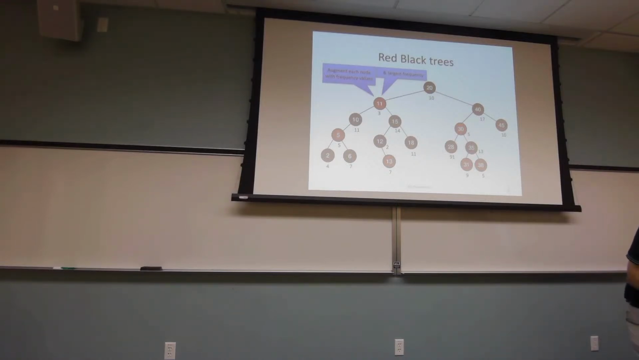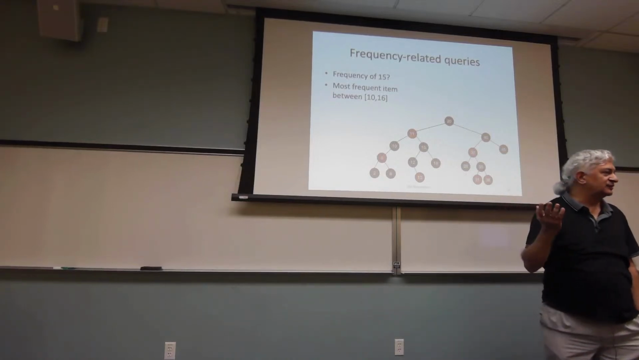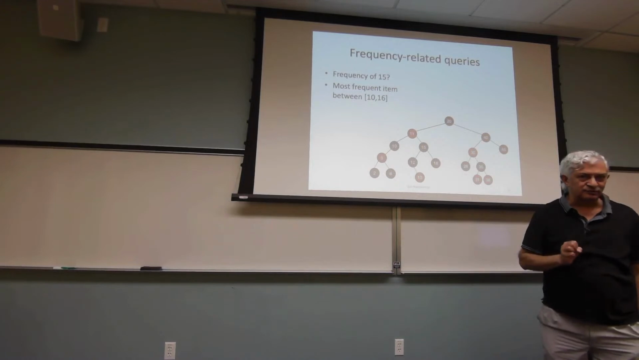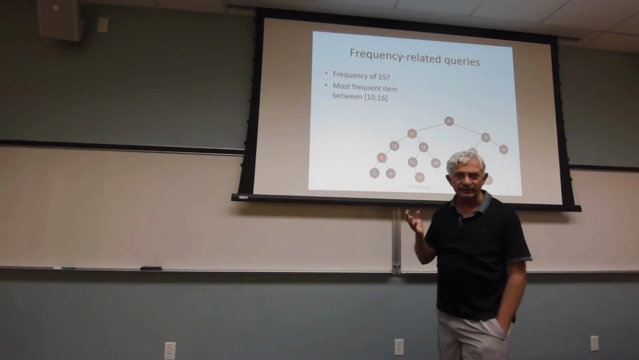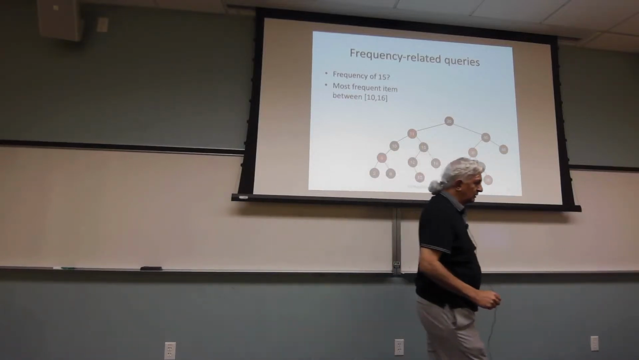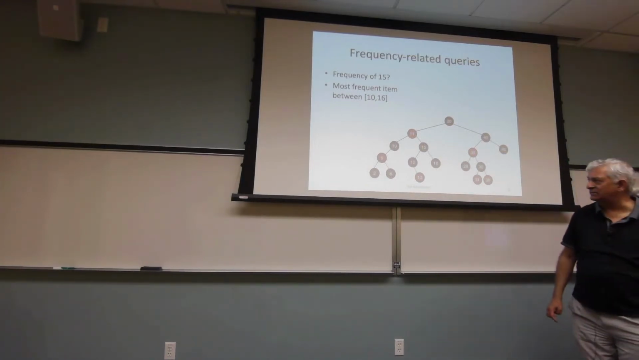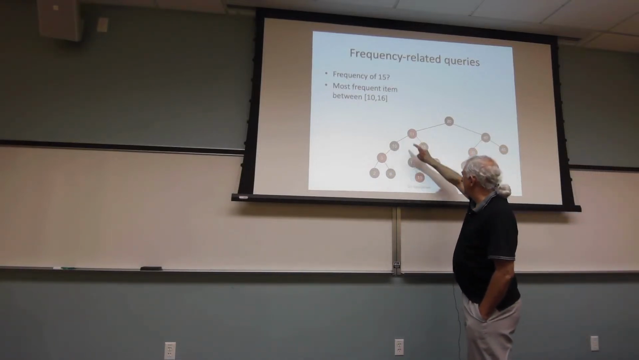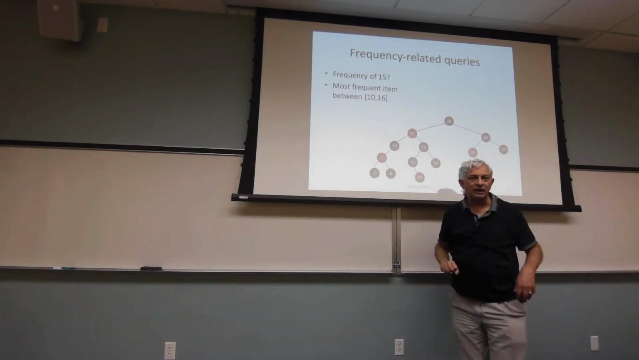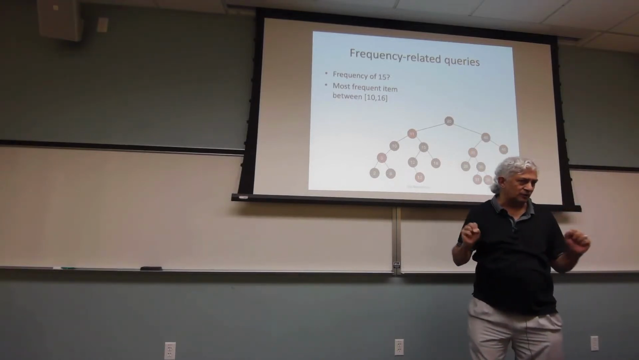Now let's ask the question: if I simply asked you what is the frequency of 15, that's easy because I'll just find 15 wherever it is in the tree, and I've stored over there the frequency of that item, so I can simply read it out. Easy question. But what if I asked you what is the most frequent item between 10 and 16? Remember, I don't want to go and look at 10, 11, 12, 13, and 15 and figure out their frequencies and then find the largest. Instead, I want to use some subtrees in order to do this.